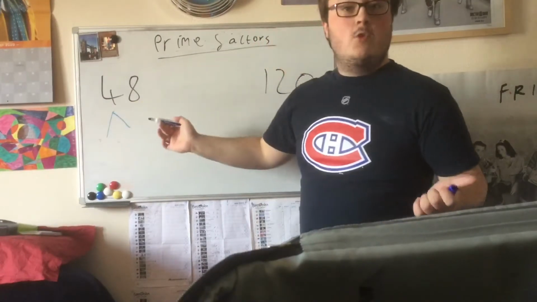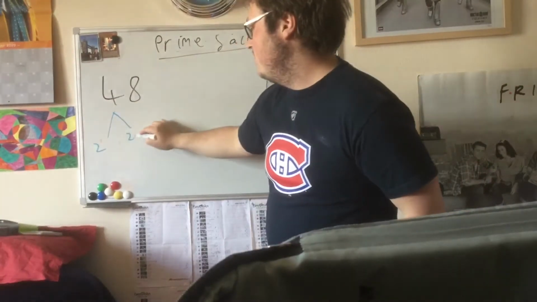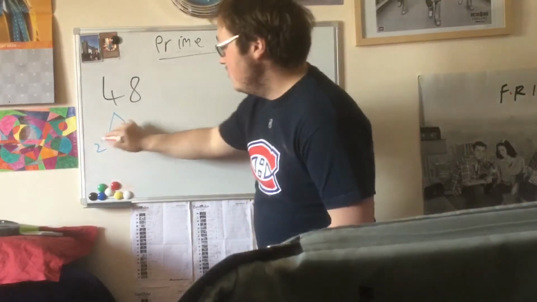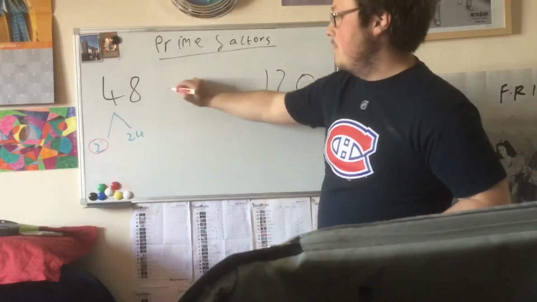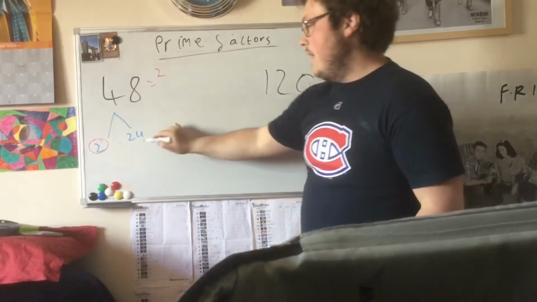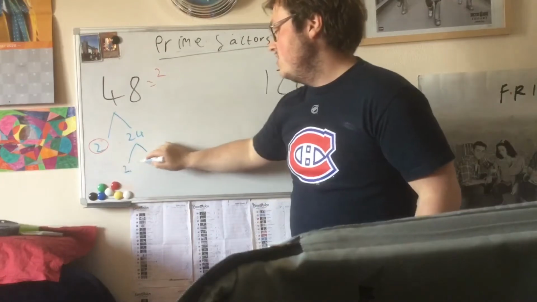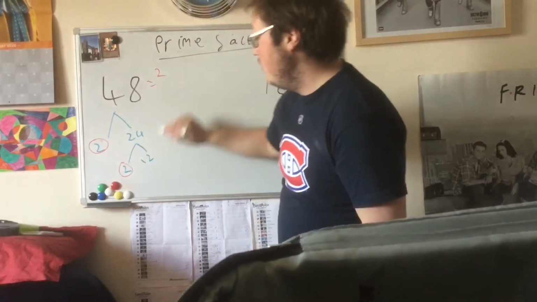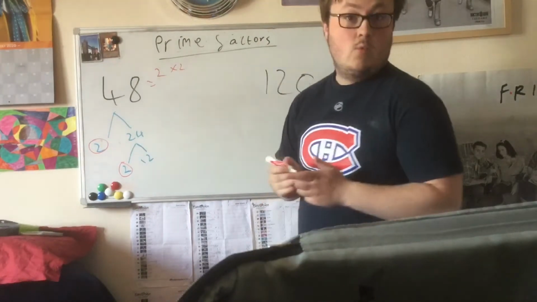So what goes into 48? We could do 2 and 24. And the prime number in that one, the prime factor, is 2. So I'm going to write the 2 over there so we know we've got that one written down. We now split 24. I'm going to do that as another 2 and a 12. And the prime factor in that one is also a 2. I'm going to write that one there as well.